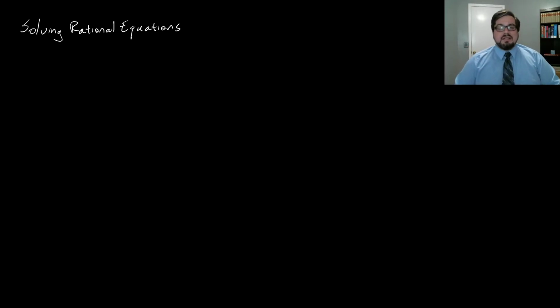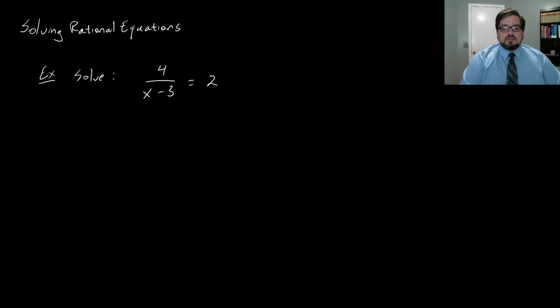We can often use the techniques that we use to solve linear equations to solve other kinds of equations as well. In particular, many rational equations can be solved using these techniques with a little bit of a modification. So a rational equation is an equation where one or both of the expressions involved are rational expressions. As an example, let's look at the rational equation 4 over x minus 3 equals 2.